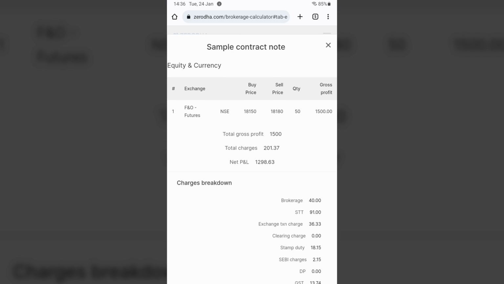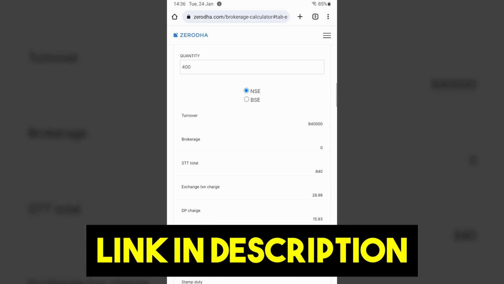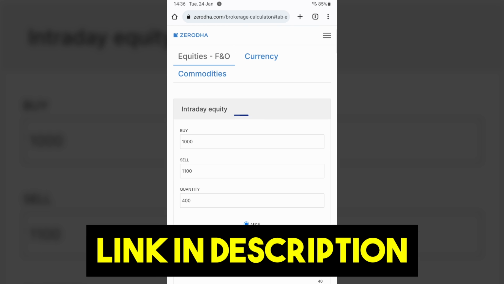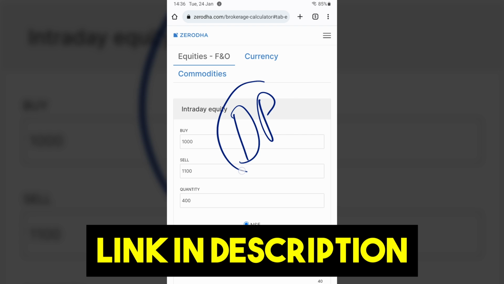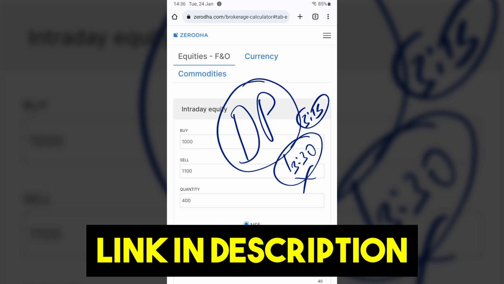I will give you a link to this calculator in description in case you want to calculate your charges, but I hope you understood some of the important things related to taxation and DP charges for long-term purchases, and the penalty if you do not close your intraday trade yourself, which is by 3:15. Don't wait for the market to come till 3:30.